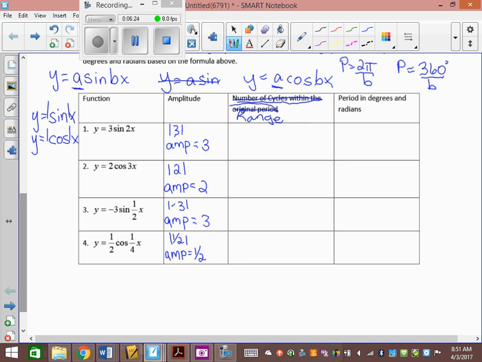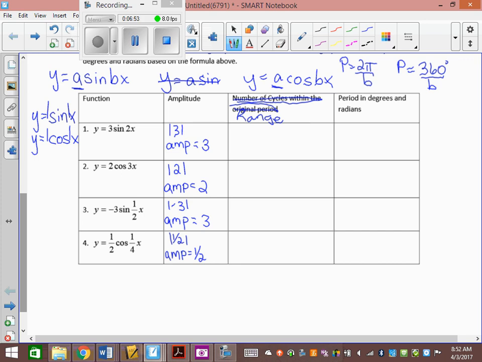So if for your a or b value you don't actually have a value, it looks like there's nothing there, you have a 1. Your c and d are your horizontal translations and your vertical translations. If you don't have a c and you don't have a d, those will be zeros, because that means you didn't move it horizontally and you didn't move it vertically. But your a can't be a zero. Your a is your amplitude. If your amplitude was zero, you'd have a horizontal line. That's not a sine function or a cos function. That is just a line, right?